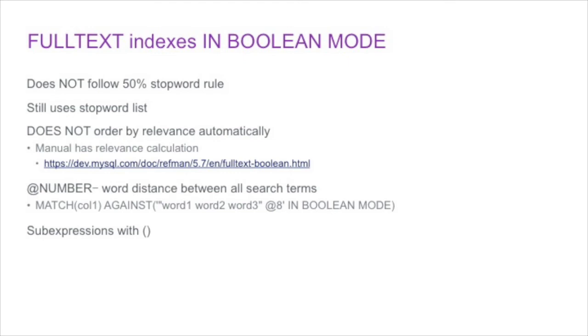So full text indexes in Boolean mode, it does not follow the 50% stop word rule. So if you put a plus in there, like you do plus MySQL, you will get all the articles with MySQL. It still uses a stop word list though, so you still might want to change that.